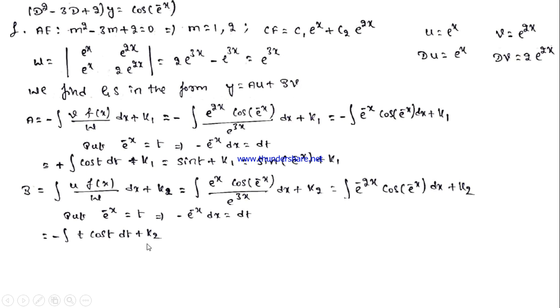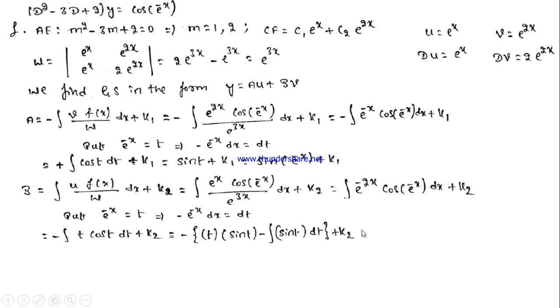Now we should integrate this by parts because it's a product of two functions. I will treat this t as my first function, cos t as my second function. So what the integration by parts says, first function is kept as it is into integration of the second function minus integration of the second function into differentiation of first function. That is what I have written, sin t into differentiation of t becomes 1 into dt plus k2.